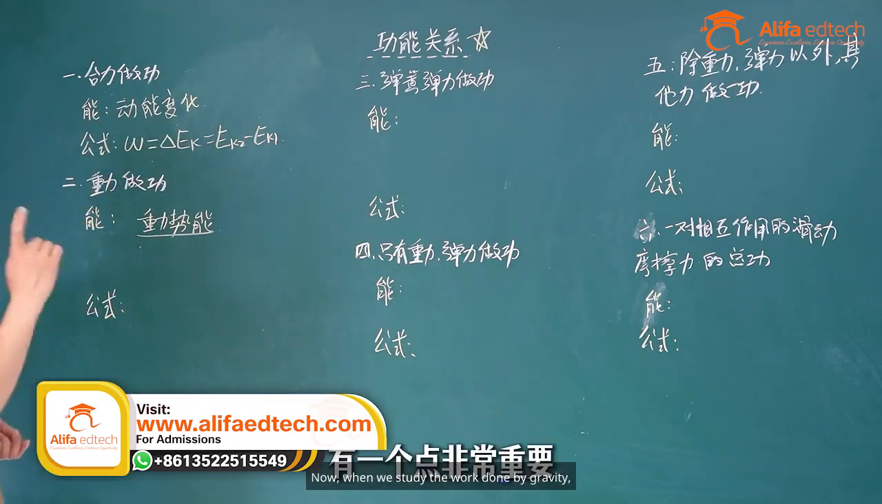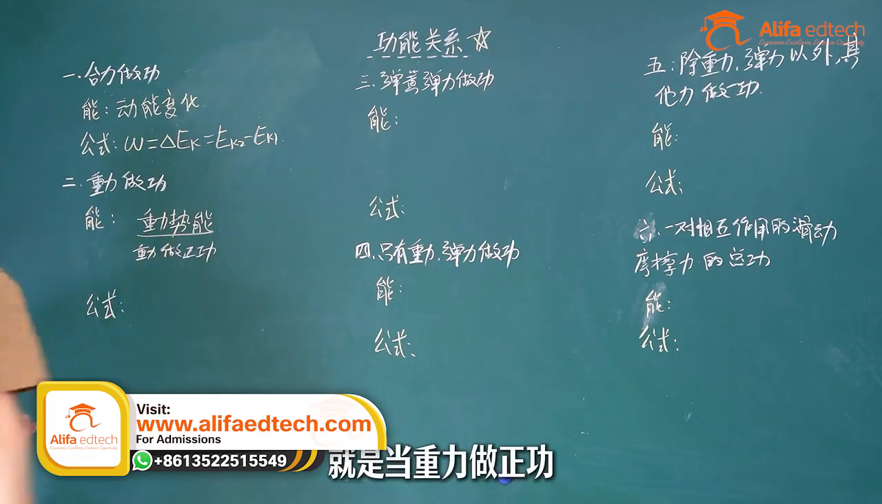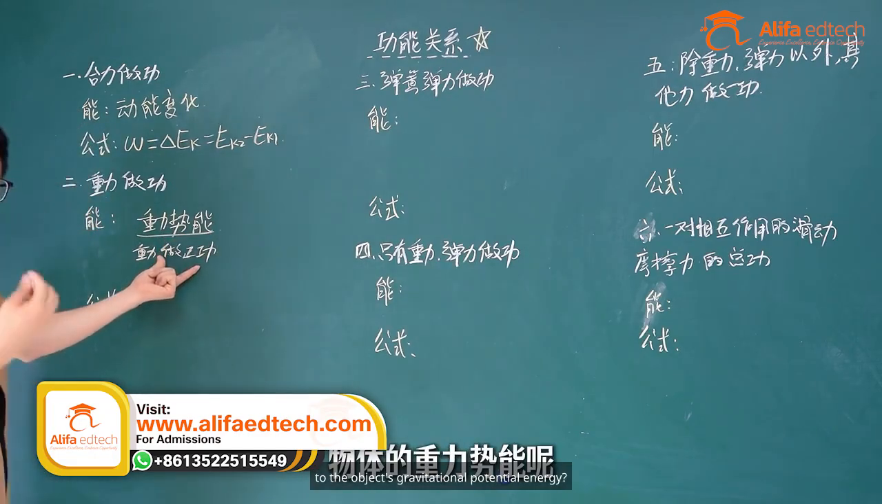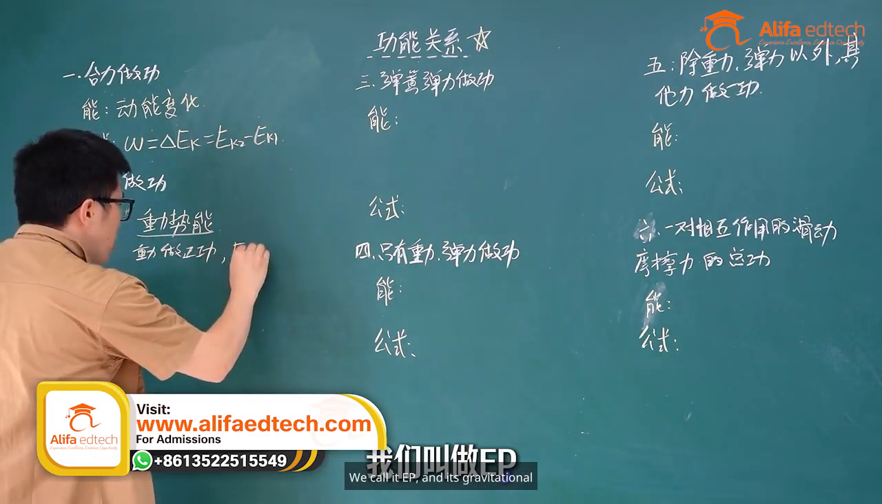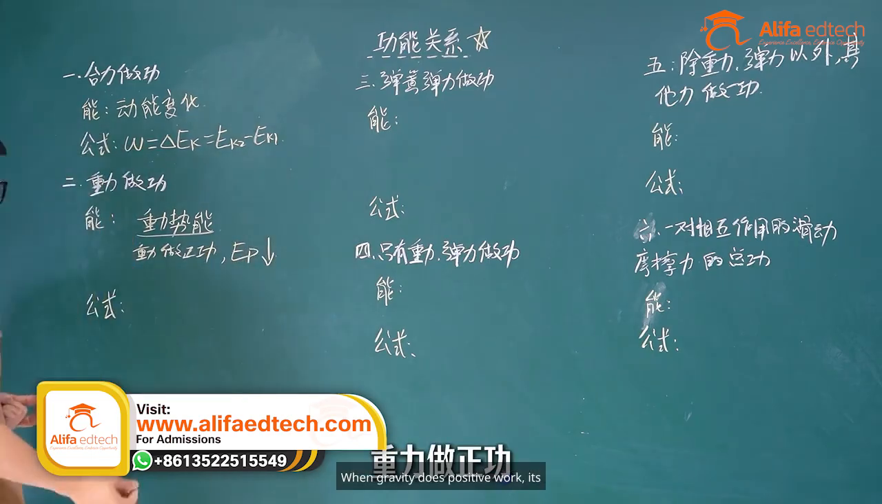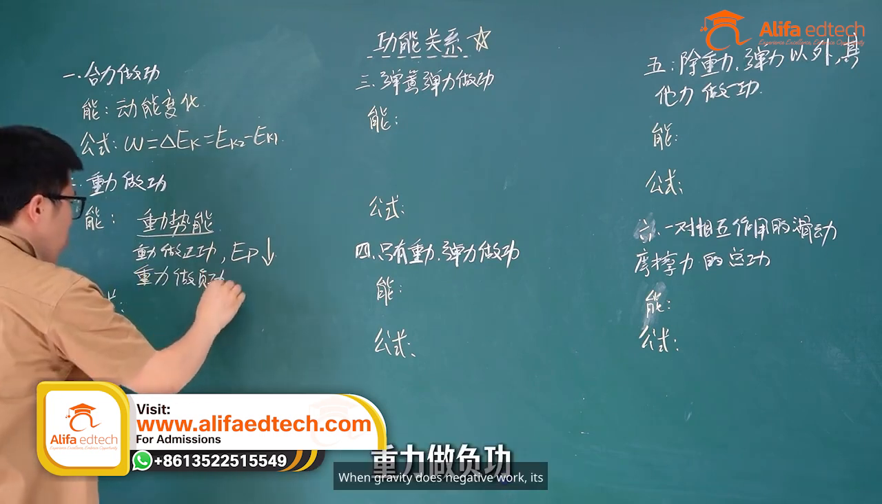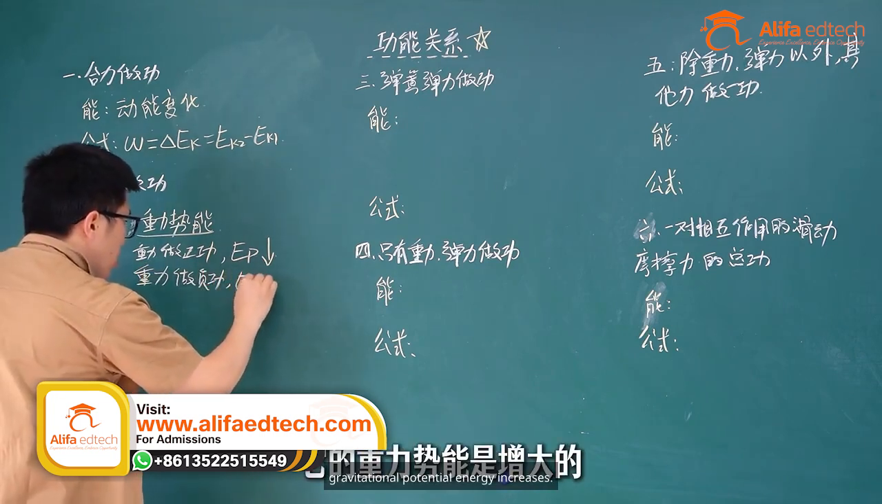Now, when we study the work done by gravity, there is a very important point. When gravity does positive work, what happens to the object's gravitational potential energy? We call it EP, and its gravitational potential energy decreases. When gravity does positive work, its gravitational potential energy decreases. So what about when gravity does negative work? When gravity does negative work, its gravitational potential energy increases.